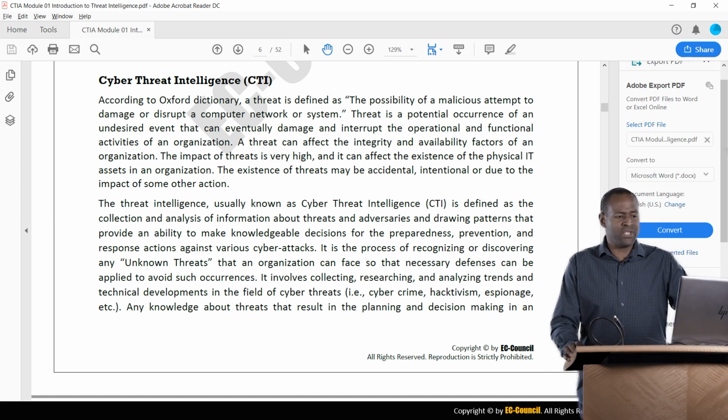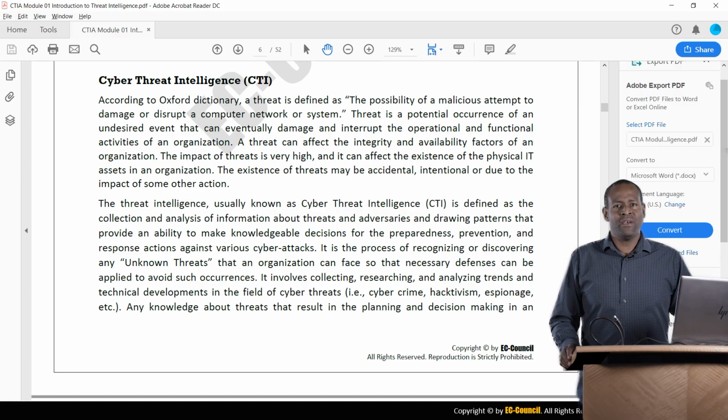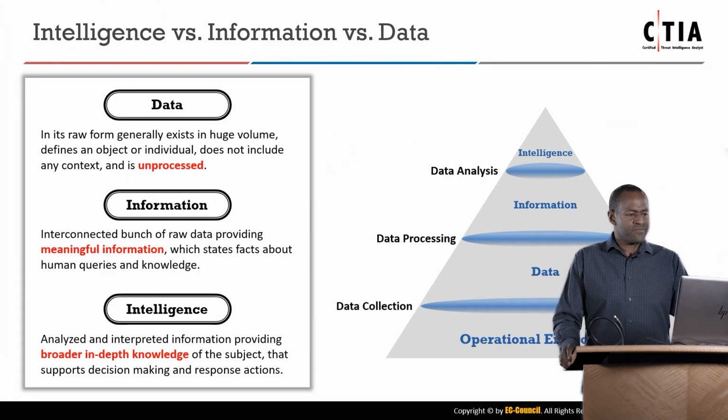But what is a threat? According to the Oxford Dictionary, a threat is the possibility of a malicious attempt to damage or disrupt a computer or network system. So it's a possibility. When we see a possibility, think probability. Think bell curve distributions. What we're looking at here is a statistical probability that a malicious attempt will disrupt that system. So that's what a threat is.